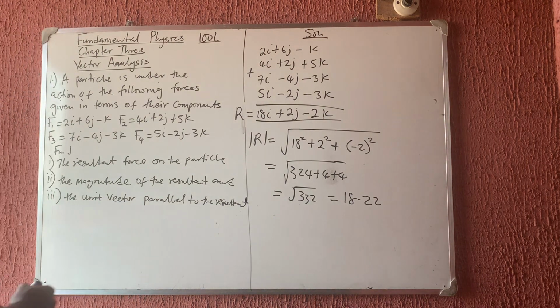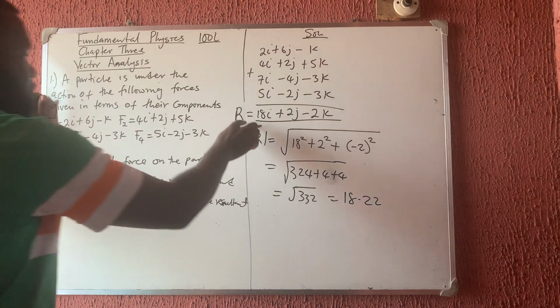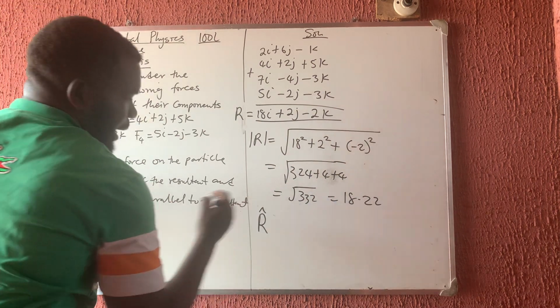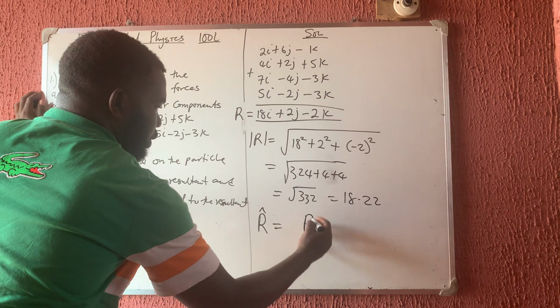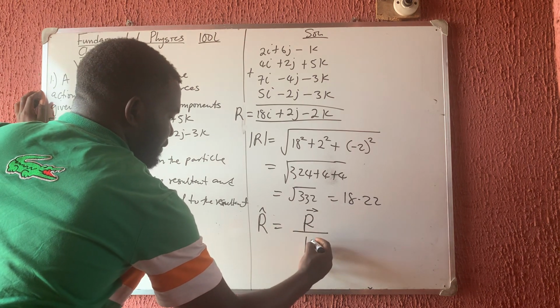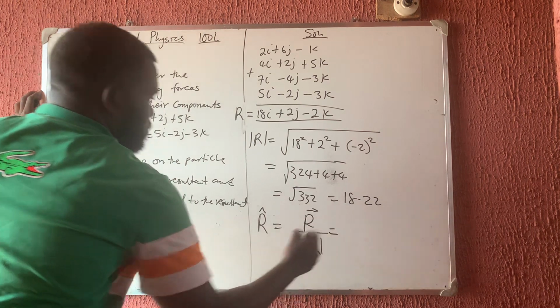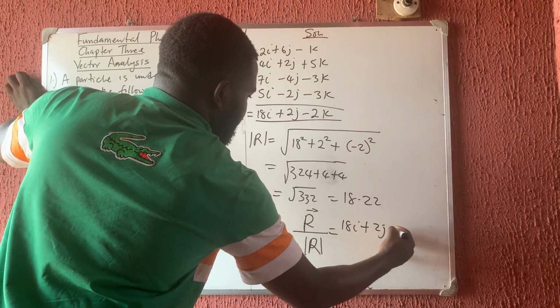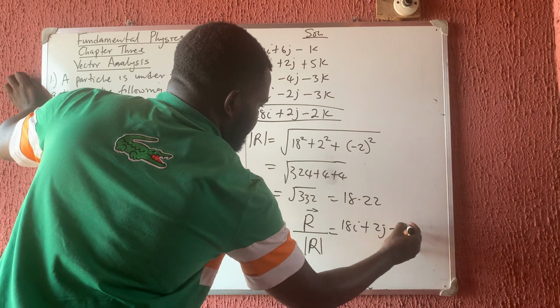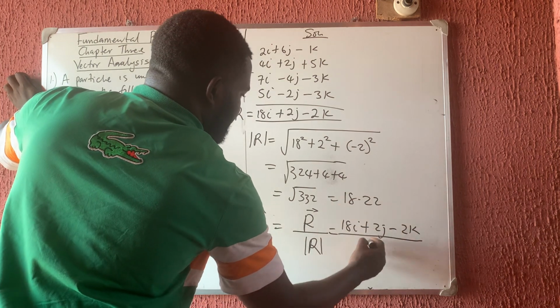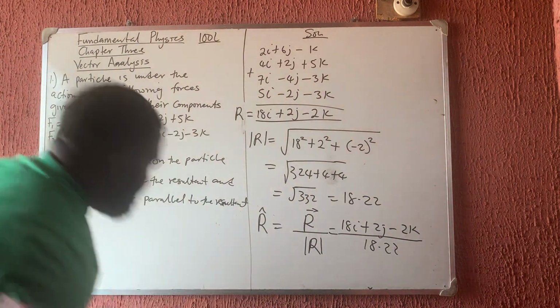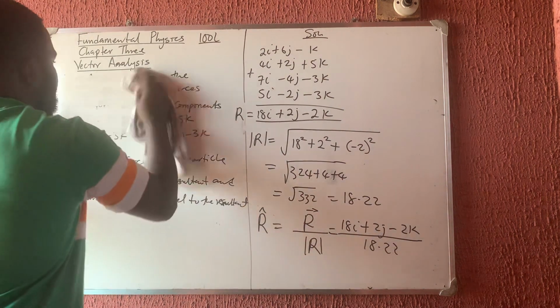The next thing we'll calculate is the unit vector parallel to that. The unit vector of this resultant is given by the vector itself divided by the magnitude of that vector. The vector itself is 18i plus 2j minus 2k, then divided by the magnitude 18.22. So you see that this question is very, very simple. We move to question number 2.